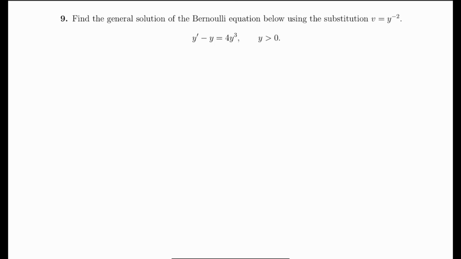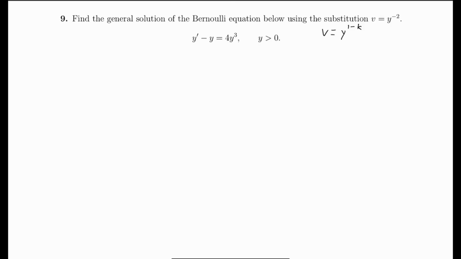Problem 9 is asking for the general solution of the Bernoulli equation given here, and they give us the substitution v equals y to the -2. If they didn't give that substitution, remember the general form is v equals y to the 1 minus k, where k is that exponent right there. So here we have 1 minus 3 is -2. This problem's a little bit long, but it's not too bad.